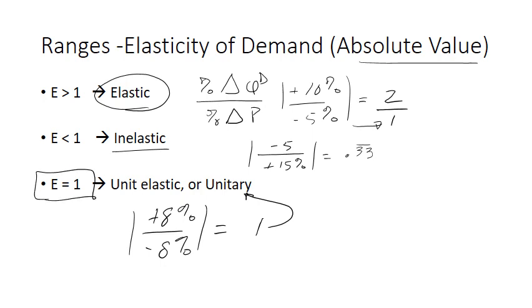Unit elastic is another way that we describe this. These are the three ranges. We'll come back to them in a second because you're going to see that they're really relevant for what's happening with total revenue.